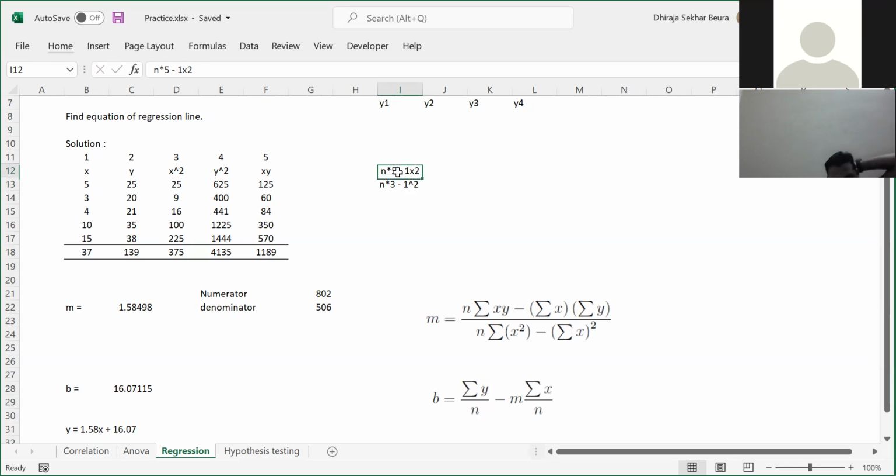What did I mean by that? Wherever I have written number, those are the columns. Okay, total of the columns. So n into 5 is 5th column total. 1 into 5 is first column total, second column total. N into 3 is what is x square total. Yes, 375. Now 1 to the power 2.